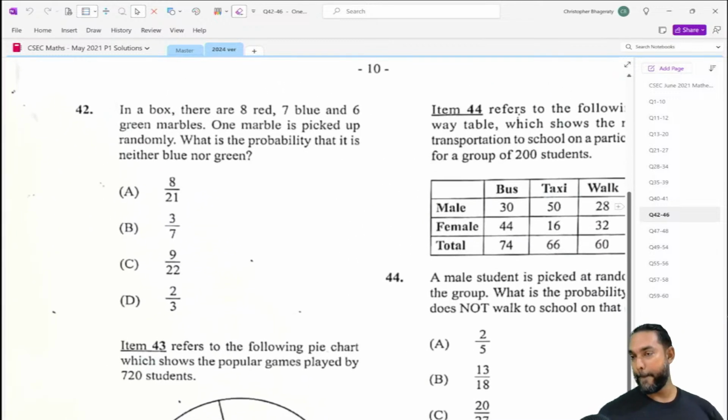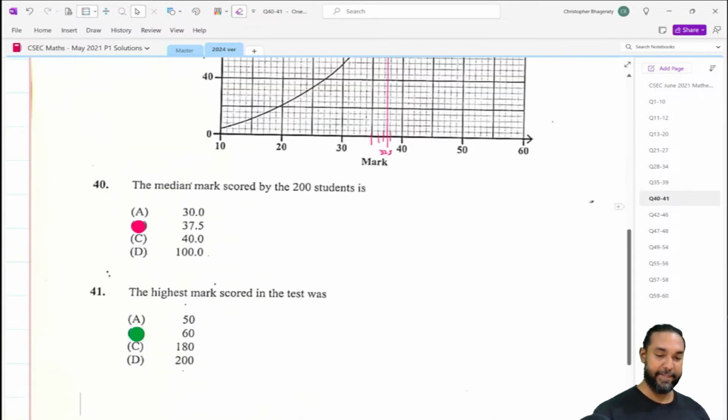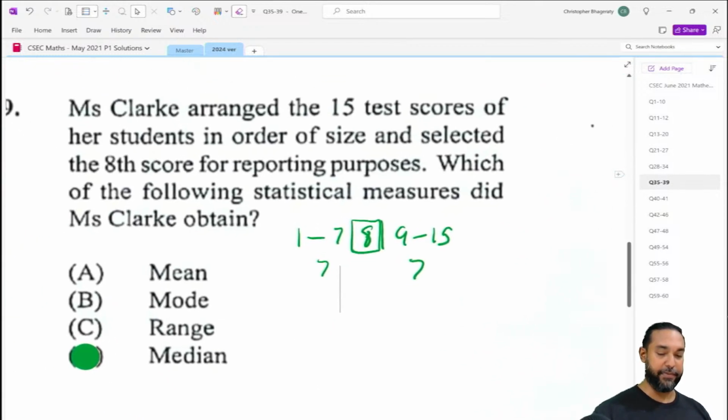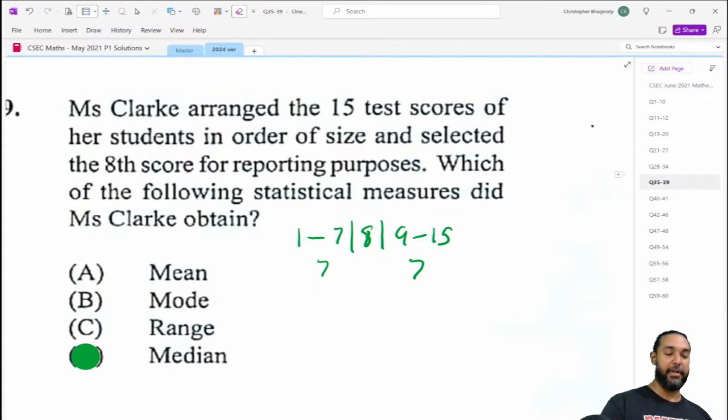Chris, can you show me what 39 was and explain it? Right, so Ms. Clark arranged the 15 test scores of her students in order of size, and selected the 8th score for reporting purposes. So what I was saying is that that's the median, because if you take the 8th, you're good. Yeah, that's what I thought it was. I was just making sure.